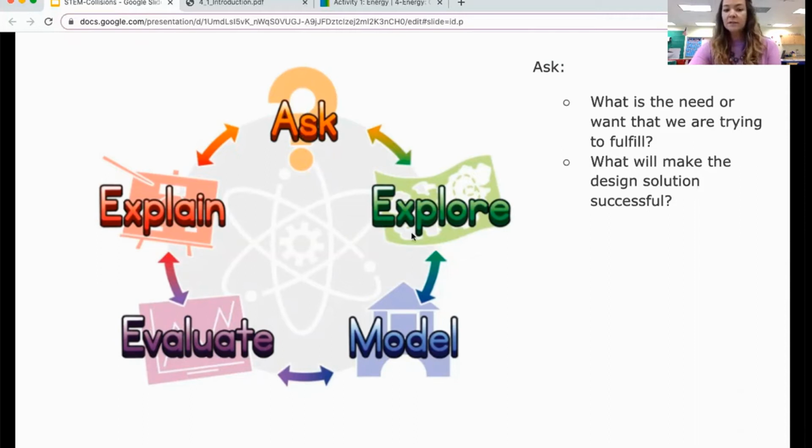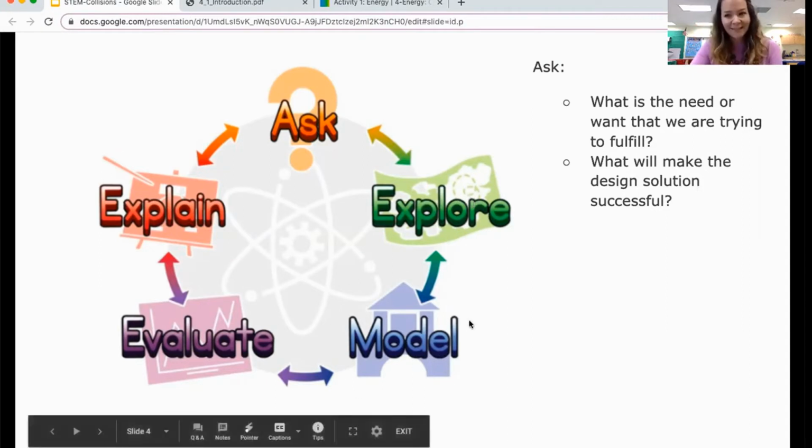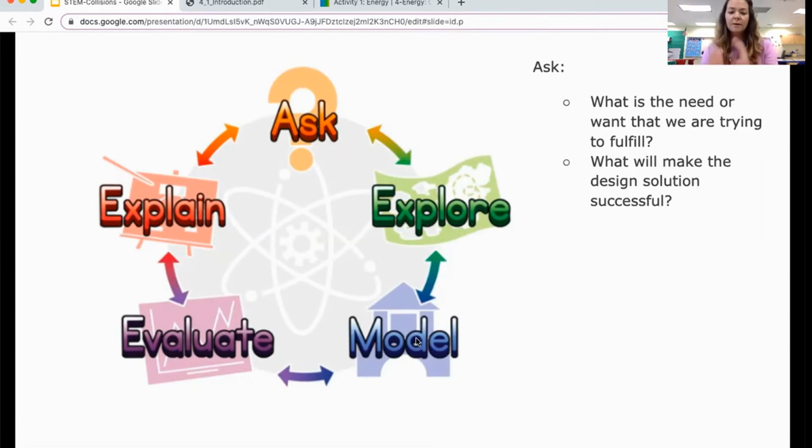The second step is to explore, to get some ideas, to really do some research and find some really good possible solutions. The next one, a lot of kids like this one. This is the model step. This is where you actually get to build and create and start thinking about some ideas that could actually come to life and become real ideas that have now been built.